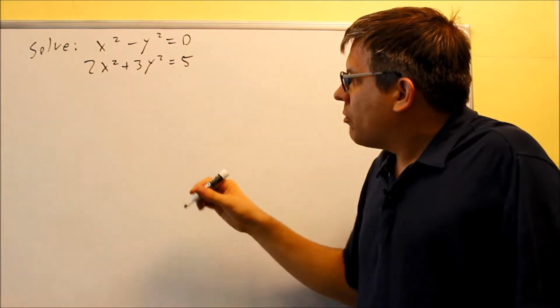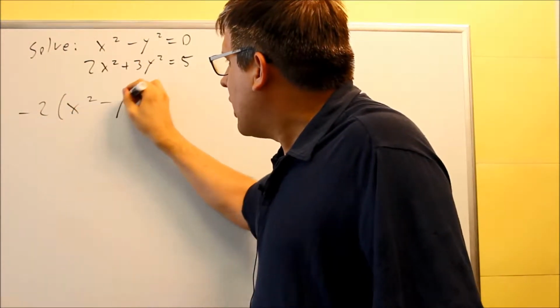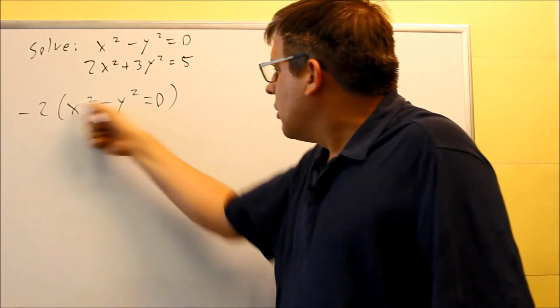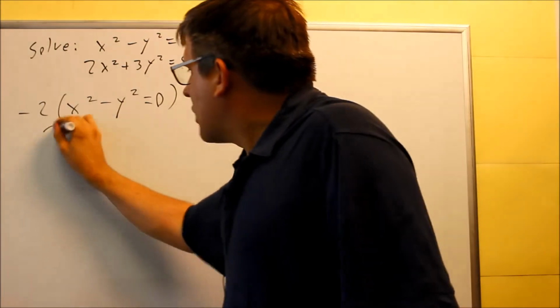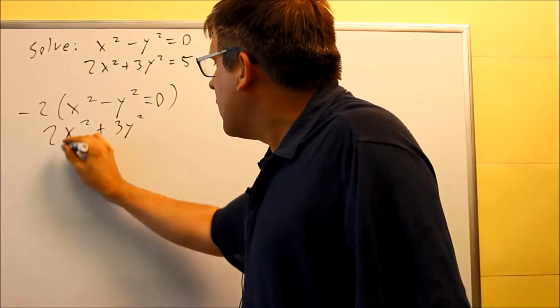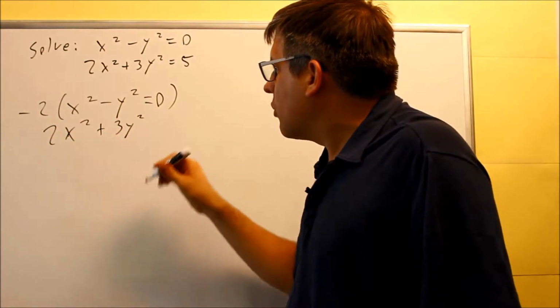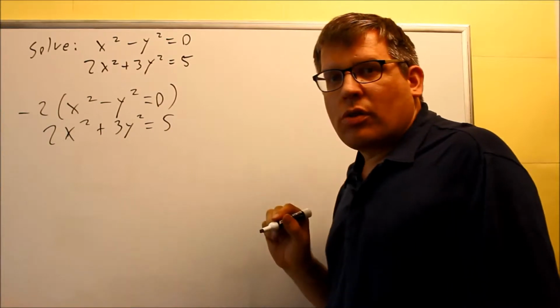For the first one, what I'm going to do is I'm going to choose to multiply that by negative 2. So I'm multiplying negative 2 through the entire first equation. I'm going to do that because that way when I add it to the bottom equation, the negative 2x squared and positive 2x squared will cancel and it'll give me a 0. So I'm going to multiply the first one through by negative 2.